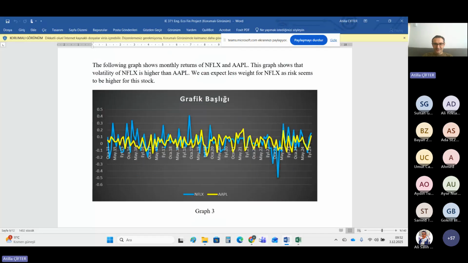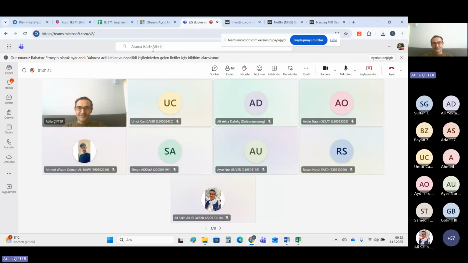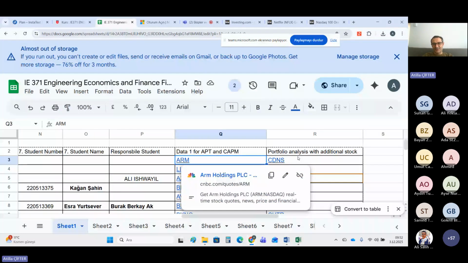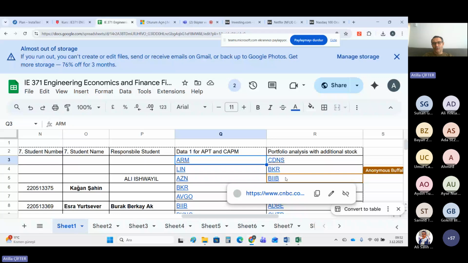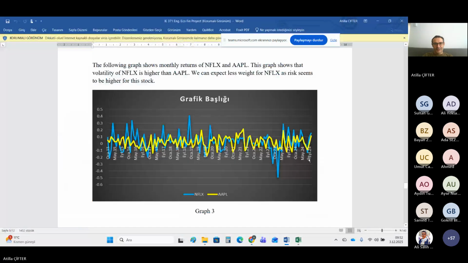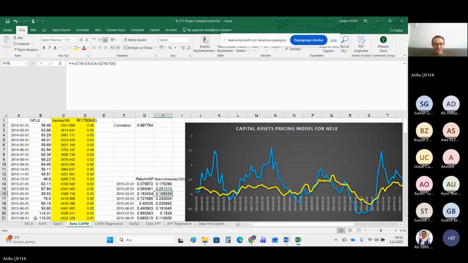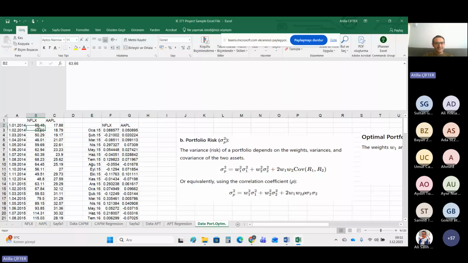In your case, it is taken from the online spreadsheet. You need to take two individual stocks. And now the question is how we can optimize the portfolio, right? In other words, how we can find the weights of these two assets. Let's start the Excel application. My stocks are Netflix and Apple.